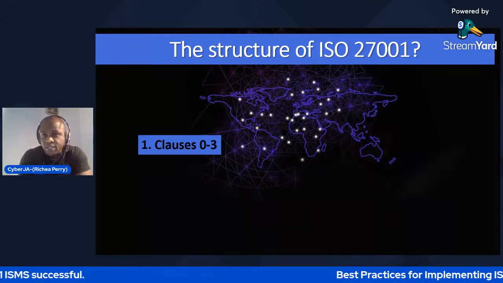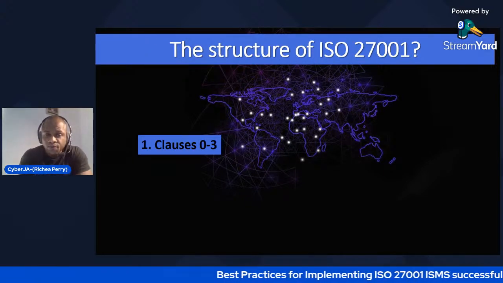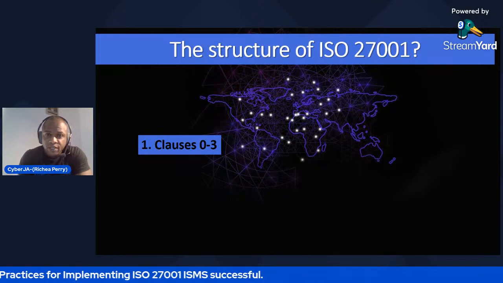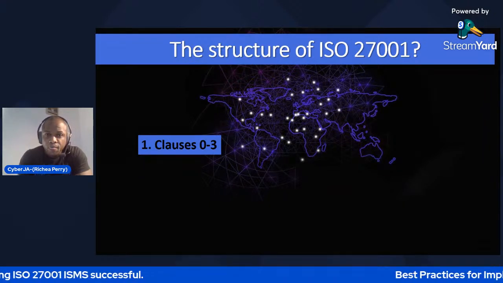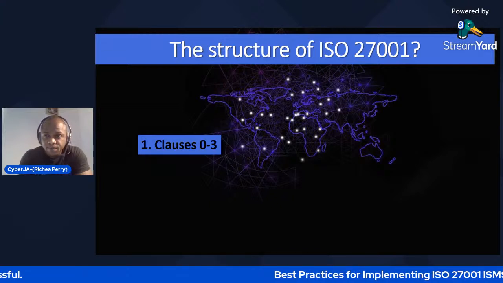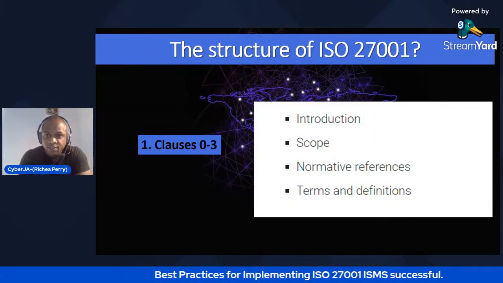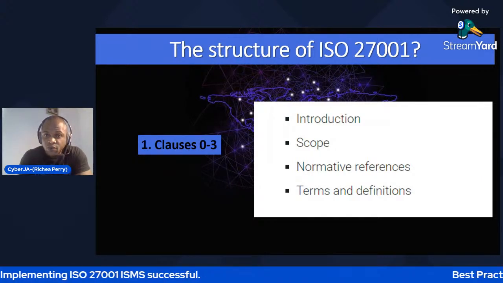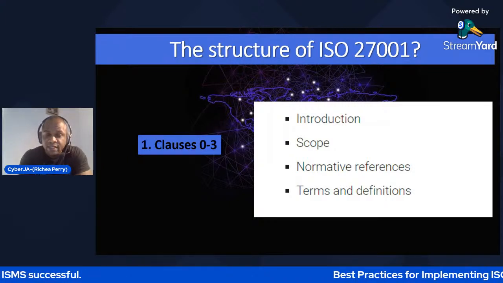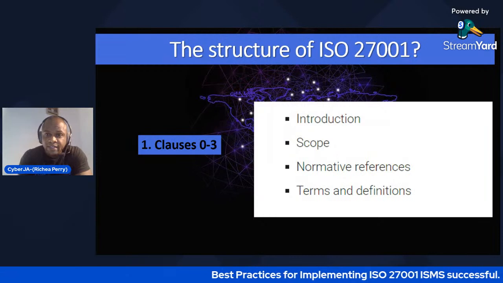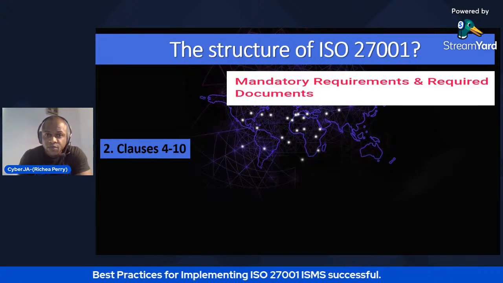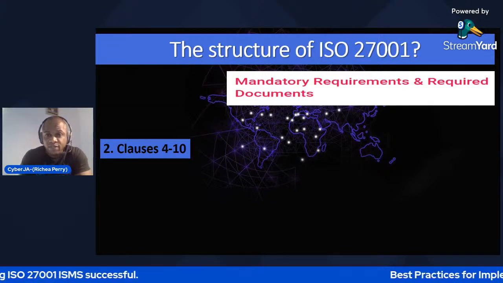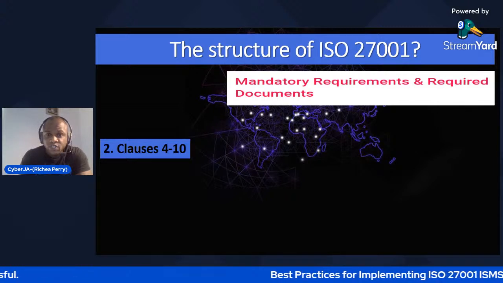The ISO 27001 is broken into two sections, if you want to look at it from that perspective. The first one is clauses 0 to 3, and that looks at the introduction, the scope, the normative references, the terms and definitions. And then we have clauses 4 to 10. These are the mandatory requirements and required documents for your ISO 27001 implementation.